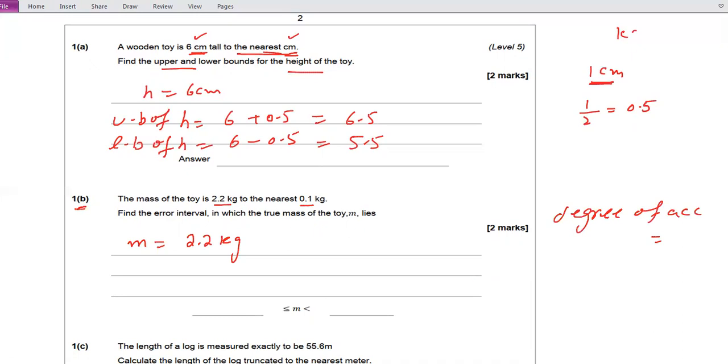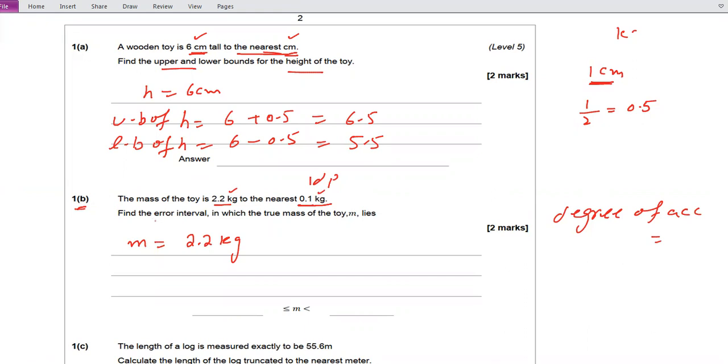What is degree of accuracy? Simon, can you tell me what is degree of accuracy? Whatever is after the nearest, that is degree of accuracy. It is 0.1. It can also be 1 decimal place. Yes. So right now it is given the degree of accuracy is 0.1 kg. Units are same. So you are lucky units are same. If units will not be same, we will make them same.